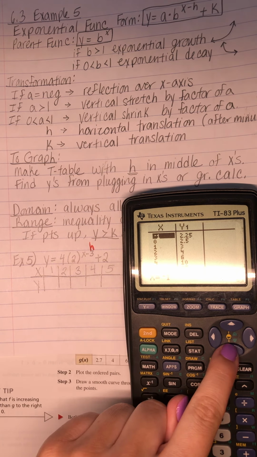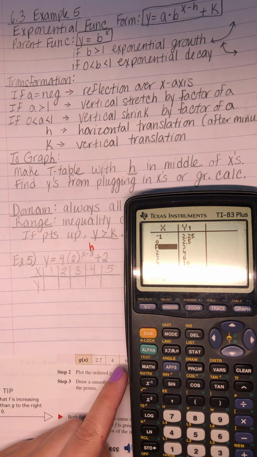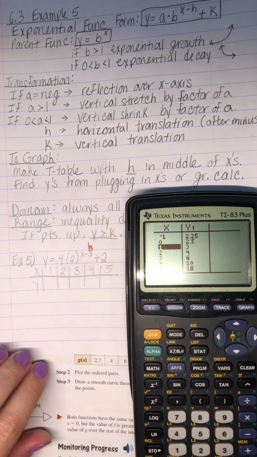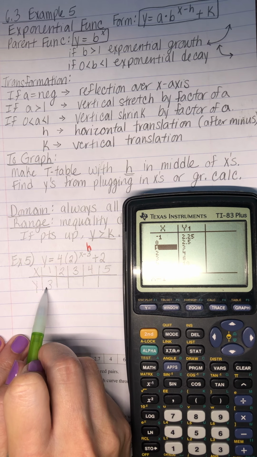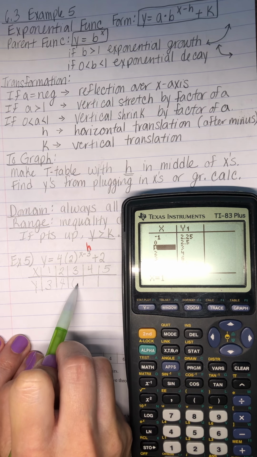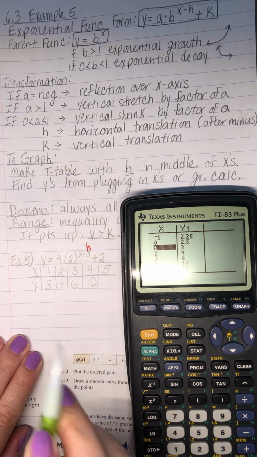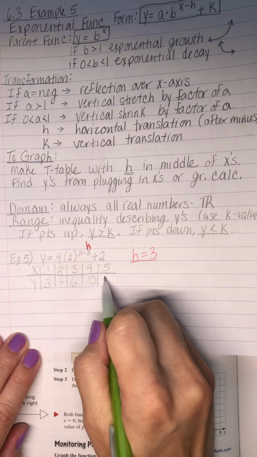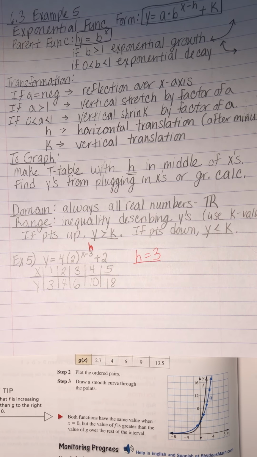Next up, we're gonna do second table, and let's get our y values. So I'm gonna start with 1. When my x is 1, my y is 3. Then when x is 2, y is 4, 6, 10, and 18. Okay, I'm ready to make my graph.